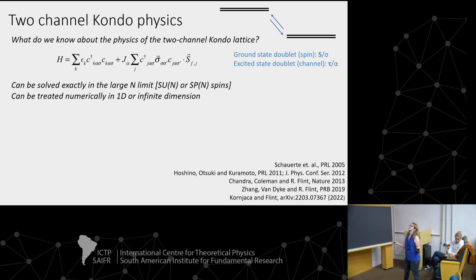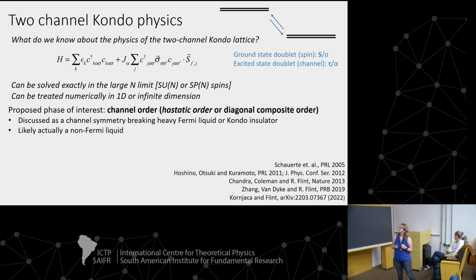And so the physics of the two-channel Kondo lattice is still a little bit up in the air, but I think we have a pretty good idea of some of the possibilities. You can solve it exactly in the large N limit, either using SU(N) or Sp(N) spins. And you can also treat it numerically with DMRG in one dimension or with DMFT in infinite dimensions. And so I'm going to talk about just one possible phase here, which is a type of channel symmetry breaking order. So with Piers and Premi, we call this static order.